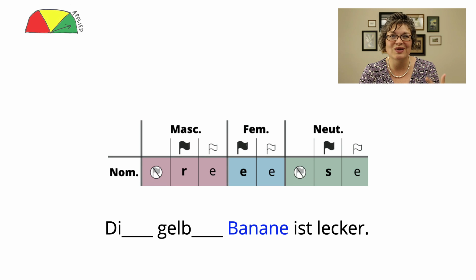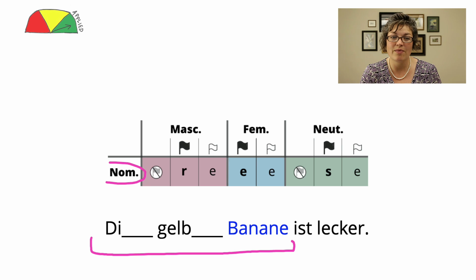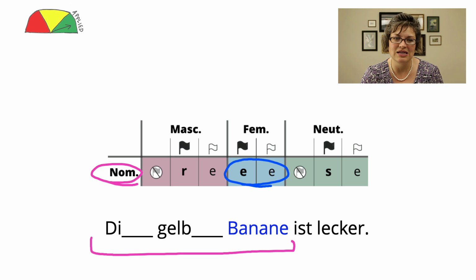So now we can do the same thing with a feminine noun like banana. Again, it's the subject of the sentence, nominative case then, and it's a feminine noun, and that puts us right here in the chart, our little snippet of the chart, and both times it's an E. So we put an E in that little blank, we put an E in that little blank, and we get Die gelbe Banane ist lecker.